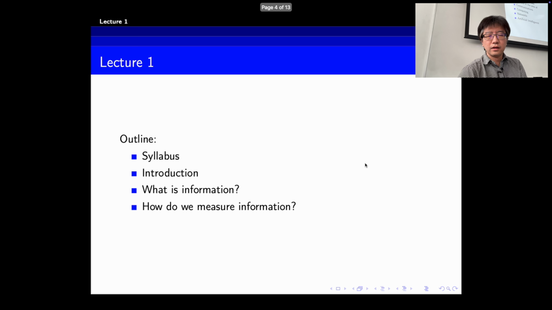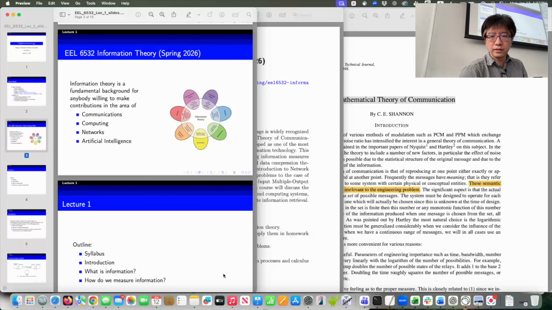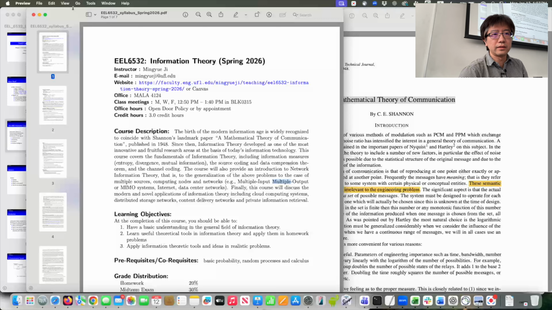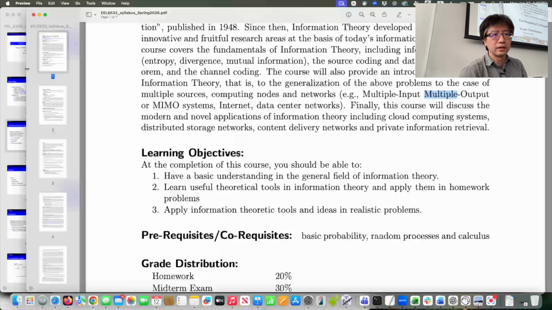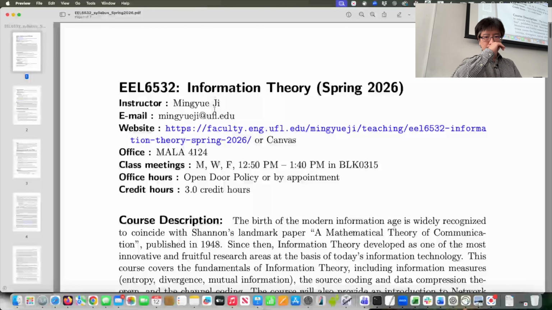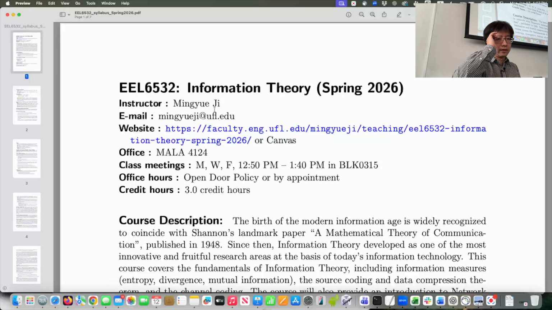Next, this is the outline for our class. We're going to talk about the syllabus, the introduction, and what is information. We probably don't have time to talk about the last bullet, so we're going to continue next class, okay? Now let's talk a little bit about the syllabus. I'll make it bigger. This is our syllabus, uploaded on Canvas. Hopefully all of you can see that.